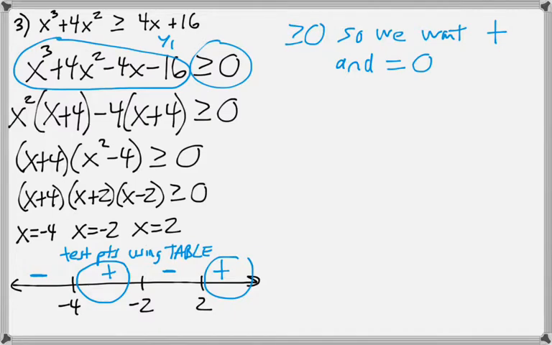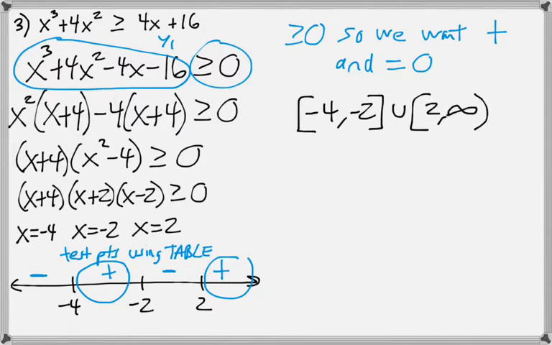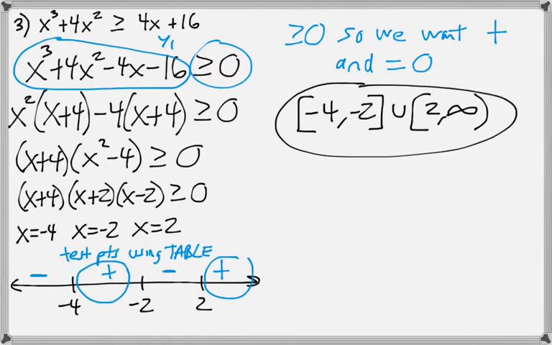and I am going to include the cutoff points, so I do want to use brackets here because it's greater than or equal to 0. So that'll be bracket -4 to -2, and then bracket 2 to infinity. Any number within this region or these regions would make my original question true. So it's an interval of answers that is our answer.